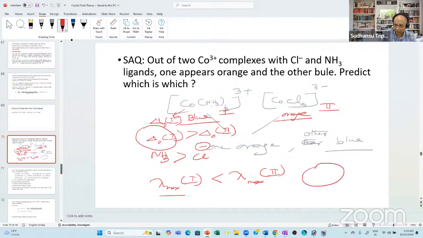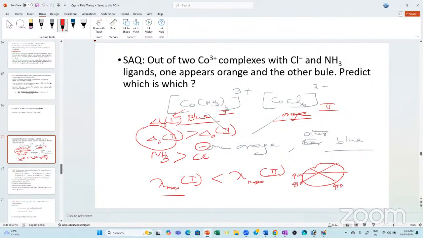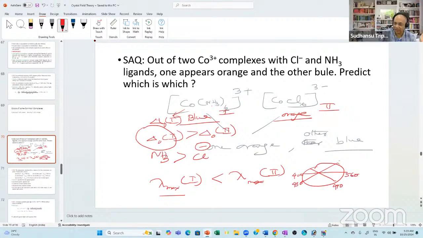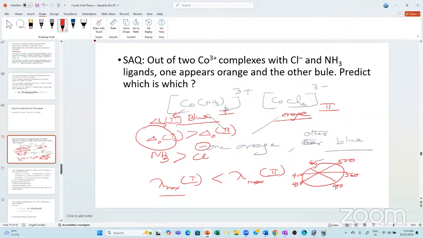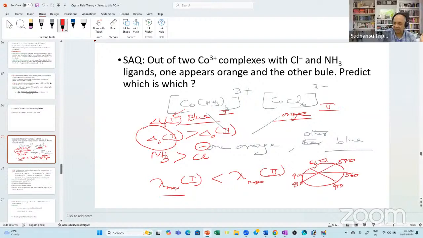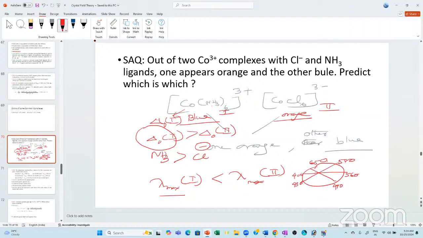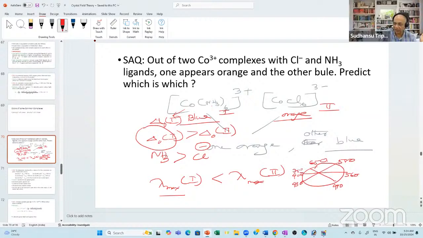If you draw a horizontal line and practice, starting from 400, then 430, then 490, then 500, 560, then 580, then 650, then 750.